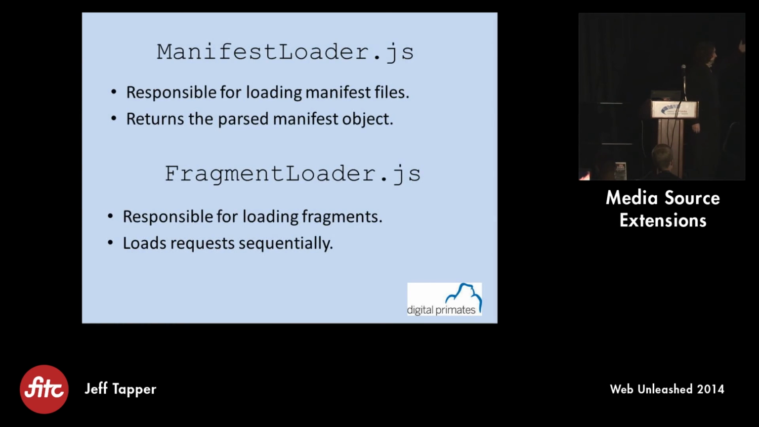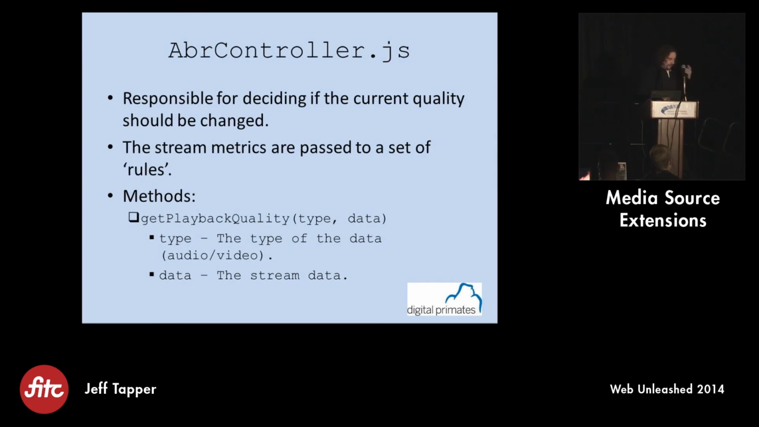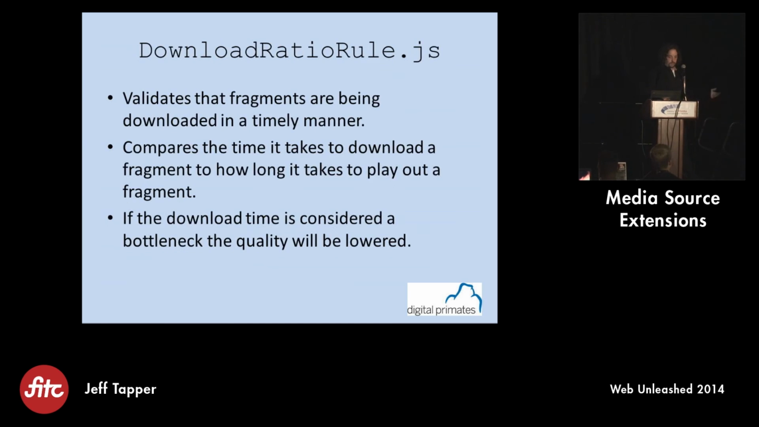Two of the core classes, one for loading manifests, one for loading fragments. I'll use the term fragments and segments somewhat interchangeably. There is a technical difference between the two, but as far as we're concerned here, they're basically the same thing. Our controller for all of our adaptive bitrate logic is our ABR controller, ABR, adaptive bitrate. And then we have a series of rules that we use to compute, is this the right bitrate? Should I switch? And ultimately, we have an array of rules that we'll run through with some frequency.